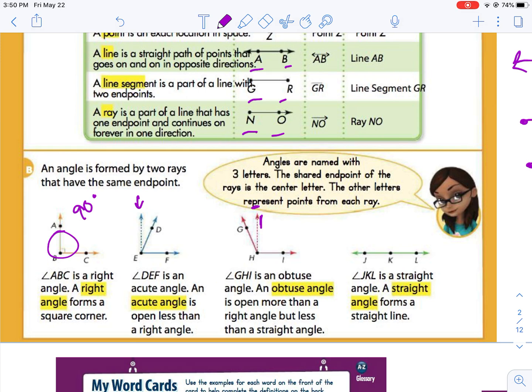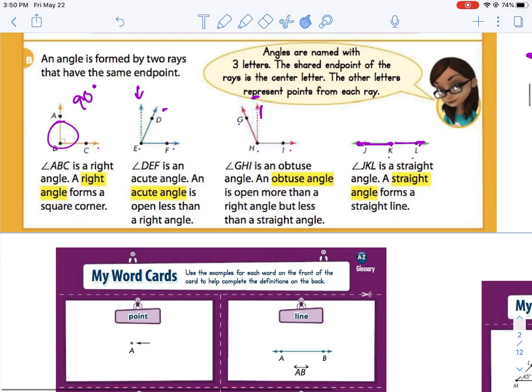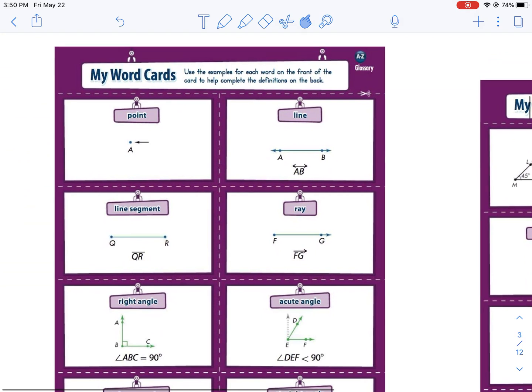So this is the angle JKL, and that's how we name it, JKL, the middle one. So it's two rays, but they're on the same level. So it is called a straight angle, and we call it JKL. Here we'd call this one GHI. Here we'd call this one DEF. And this angle, which is a right angle, would be ABC. So that's the names that we give, because you always have to label everything, and you always have to give everything a name. All right.